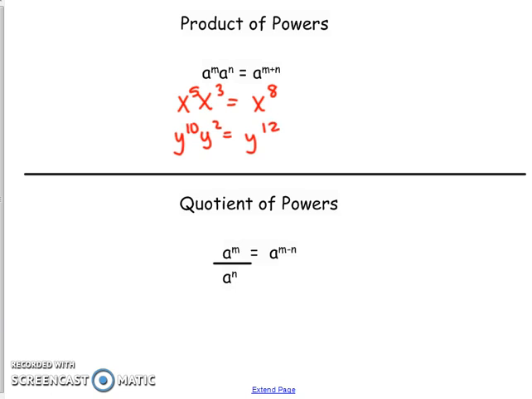With quotient of powers, again, if my base is the same and I'm dividing, I can subtract my exponents. So if I have x to the 5th over x to the 3rd, this is going to give me x to the 2nd. I'm subtracting 5 and 3. If I have y to the 10th over y to the 5th, I'm subtracting 10 and 5, and I get y to the 5th.